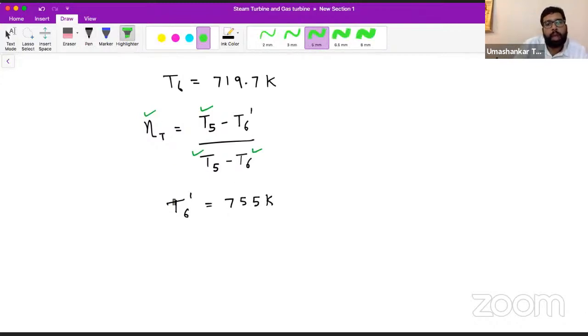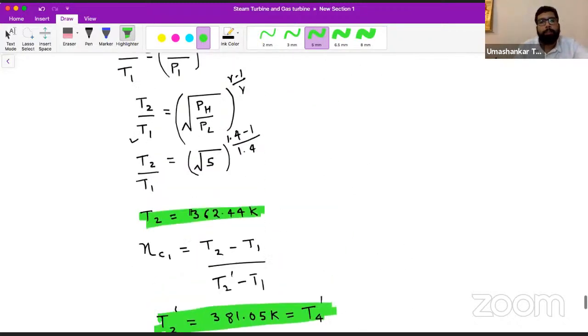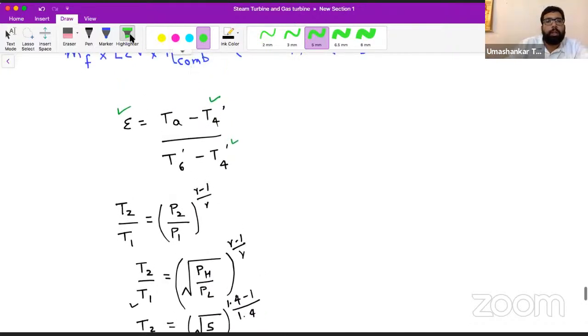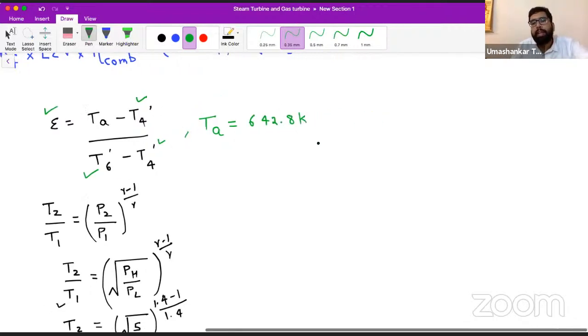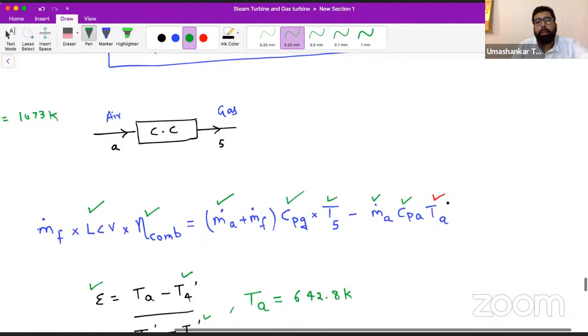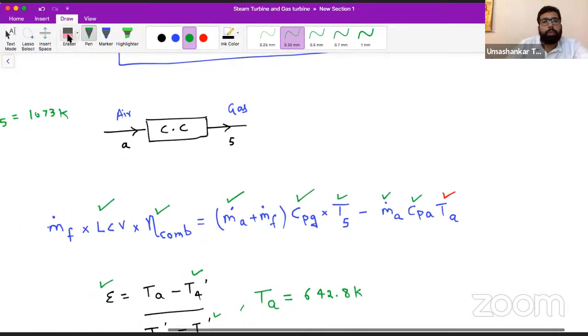Okay, so you have now the value of T6 dash also. Now moving up to this equation, now you have all the values required. Can you find your TA from here? You will say, sir, definitely we can find. If you find the TA, it will come out to be 642.8 Kelvin. Now, once you have TA, can you put it back into this equation? So can I remove this red tick now?